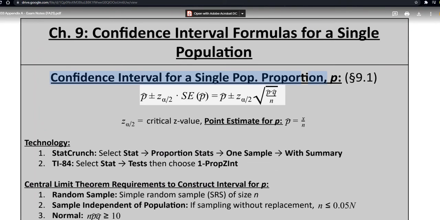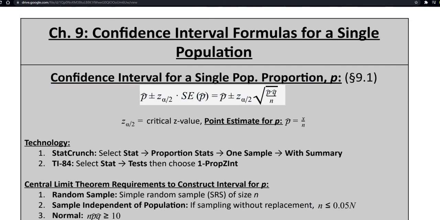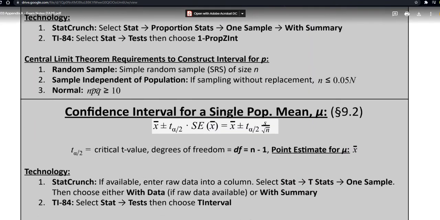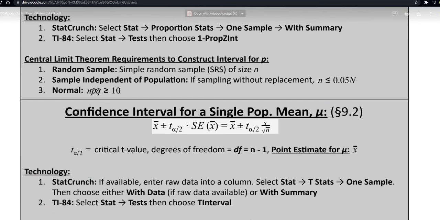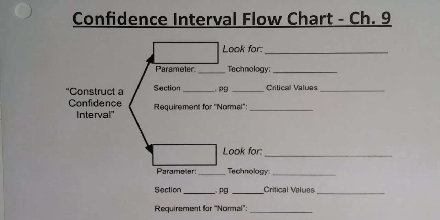In our exam notes packet, Appendix A, there's the Chapter 9 confidence intervals, and there's this one, which is for a single proportion, p. There's two formulas, but they're essentially the same formula, so no difference. And then there's this one for a mean. So those are our two options, proportions and means. All right, so let's look at that in the flowchart.